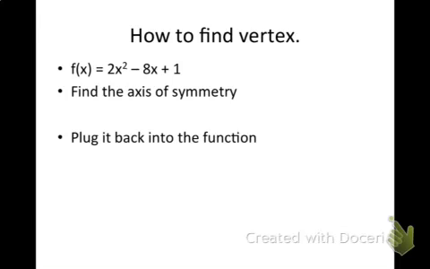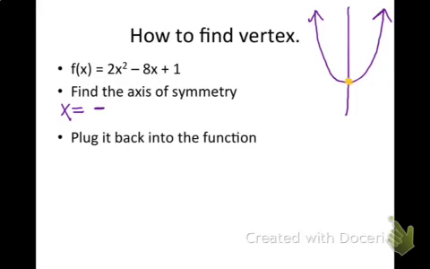First, you have to find your axis of symmetry. The reason why you find your axis of symmetry is because if you have a parabola, then the axis of symmetry goes straight down the line of where your vertex is. So your line of symmetry has the same x value. So how we do that is x is equal to the opposite of b divided by 2a.